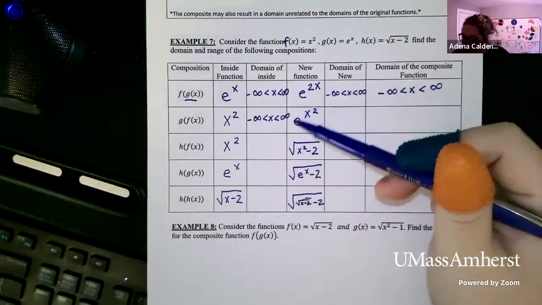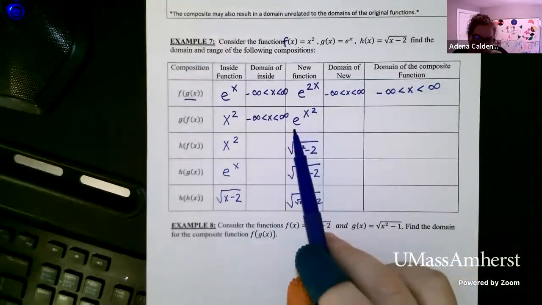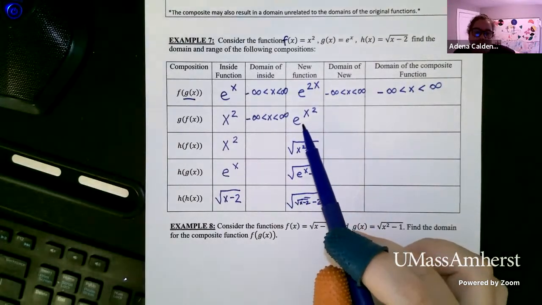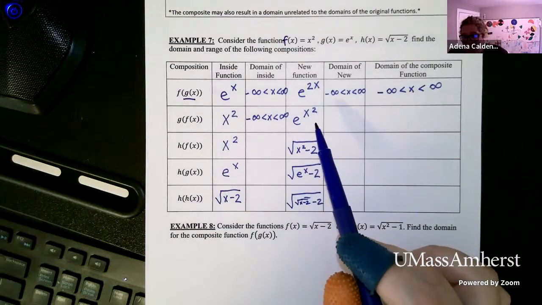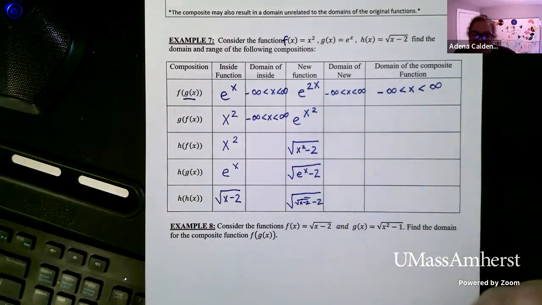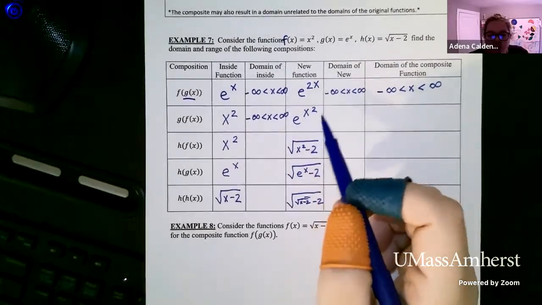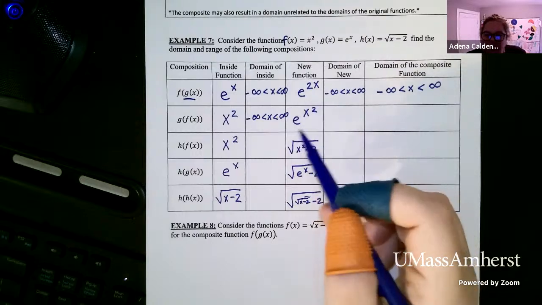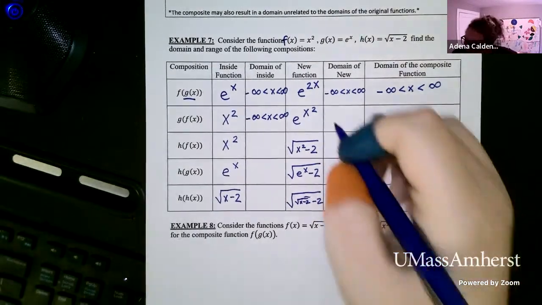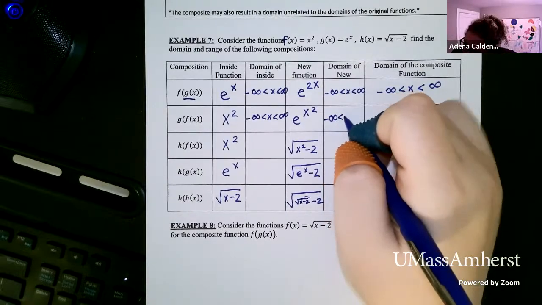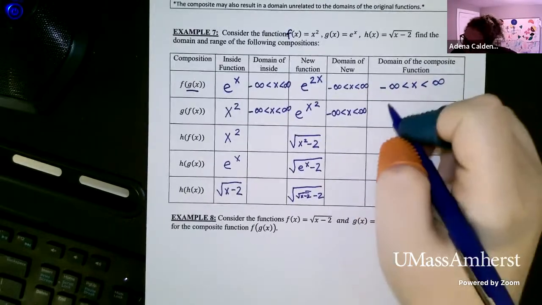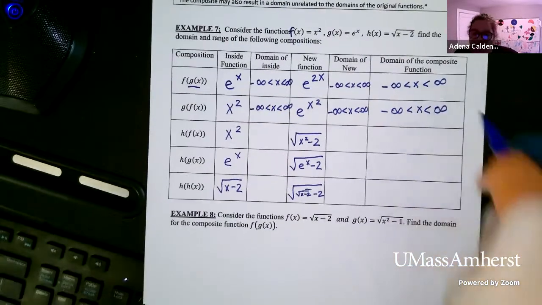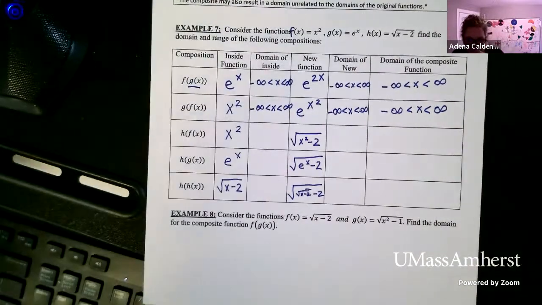Then we come up with our composite function. Again, these are the composite functions we constructed in the first example. So we end up with e to the x squared. We know that for e to the x, we can plug in whatever we want. So for e to the x squared, we can also plug in whatever we want because we're still going to get positive numbers and 0, which is totally fine. You will always get a result with no algebraic issues. So the domain of the new function is also negative infinity to infinity, which means the domain of the composite function is negative infinity to infinity because one is not more restrictive than the other.